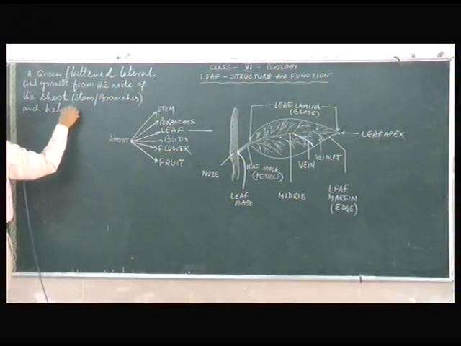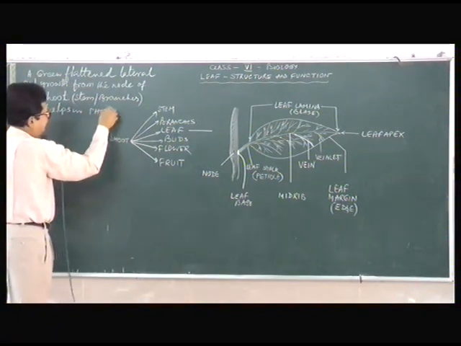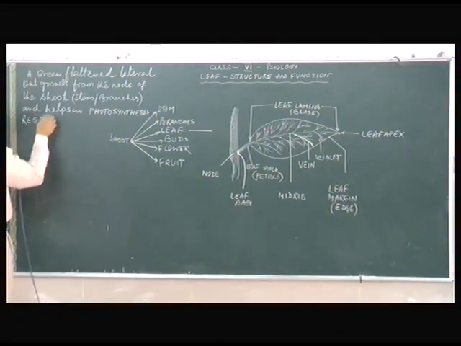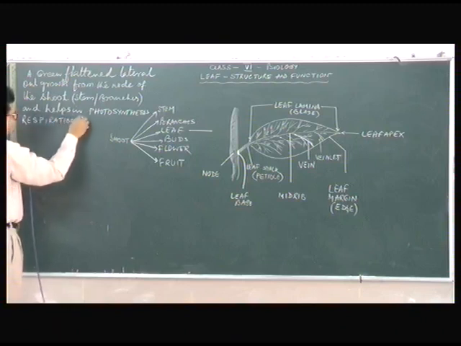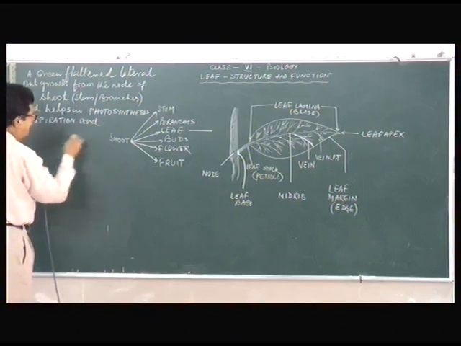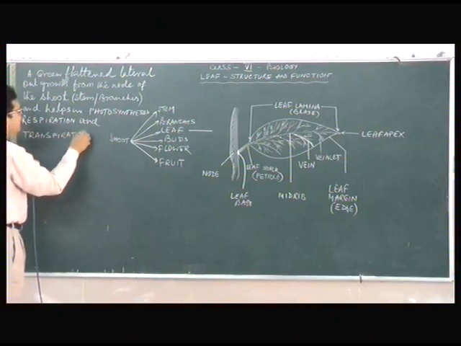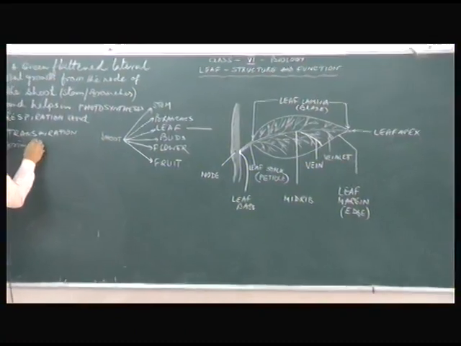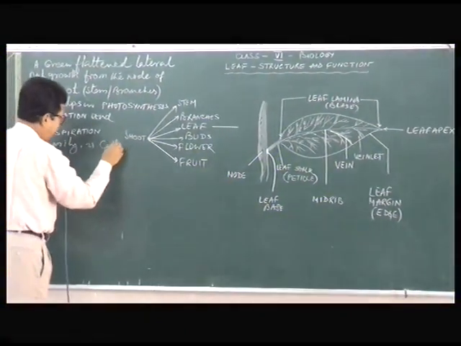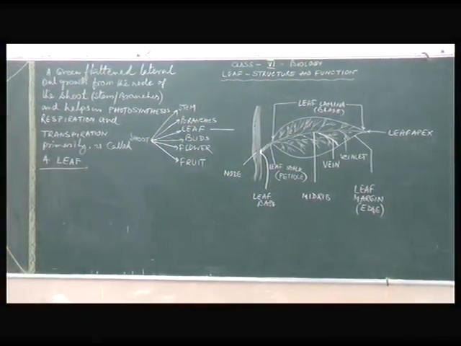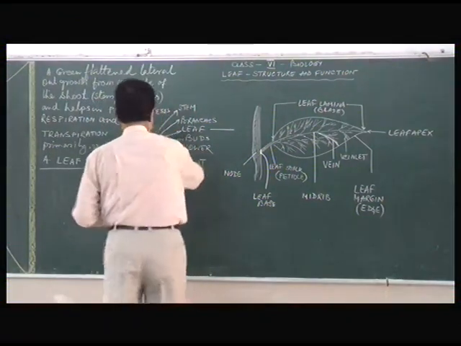And helps in photosynthesis, respiration, and transpiration primarily is called a leaf. A green flattened lateral outgrowth from the node of the shoot and helps in photosynthesis, respiration and transpiration primarily is called a leaf. I am removing this off.